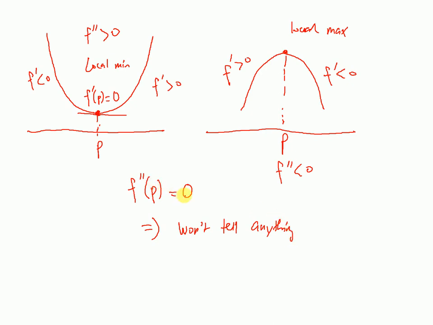If it gives you something positive, you know it's concave up. And if it is negative, it tells you that you have concave down. But if it's zero, then it won't tell you anything. So make sure that when you do the testing, if you get zero, then we cannot conclude anything from the second derivative test.